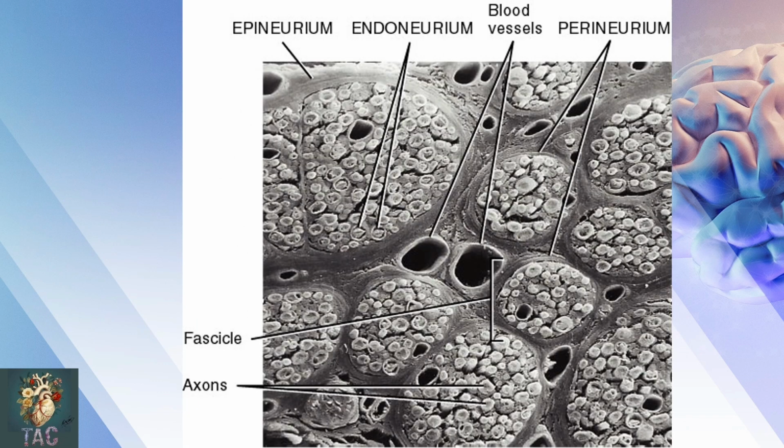So this is an electron microscopic picture of the nerve fiber, in which you can see different axons are present, and these axons are covered by endoneurium, and here you can see the fascicle which is covered by the perineurium. These are the blood vessels which are present in the perineurium, and all these fascicles combine to form the nerve, which is covered by the epineurium.